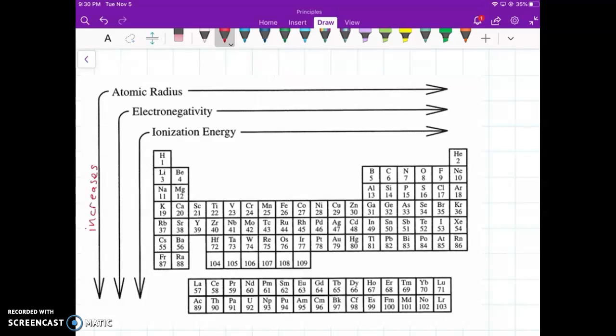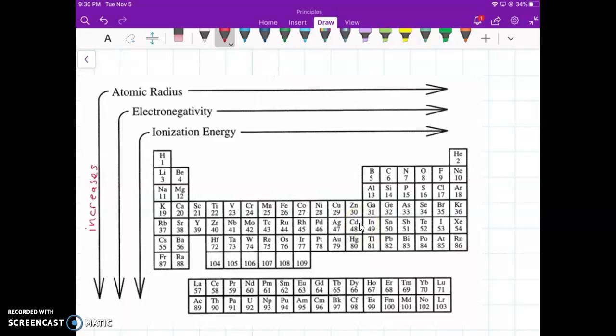And that should be pretty obvious because we're adding energy levels as we move down a group, like from hydrogen, which only has one layer or energy level. Lithium has 2, sodium has 3, potassium has 4. And the same thing would be true for any of our groups. As we go down a group, we're adding energy levels, so of course they're going to get much larger.